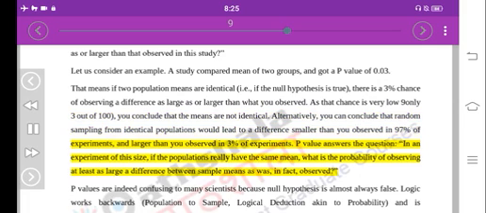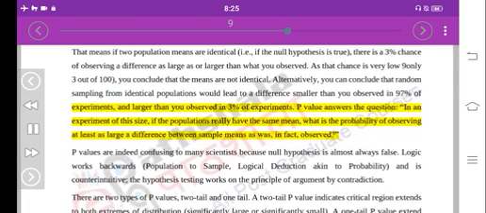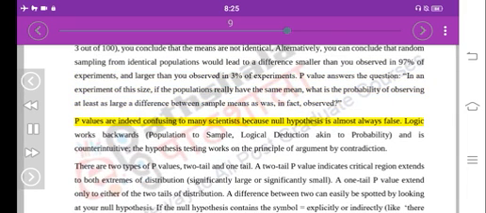The p-value answers the question: in an experiment of this size, if the populations really have the same mean, what is the probability of observing at least as large a difference between sample means as was, in fact, observed? P-values are indeed confusing to many scientists because the null hypothesis is almost always false. Logic works backwards, population to sample, logical deduction akin to probability, and is counterintuitive. The hypothesis testing works on the principle of argument by contradiction.